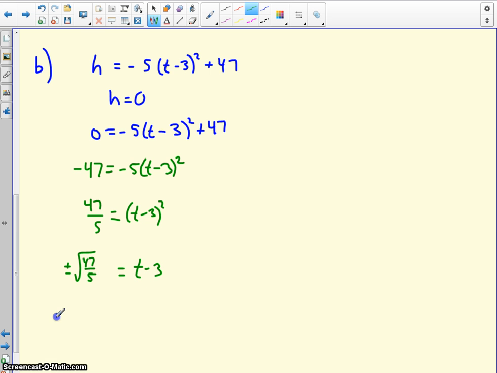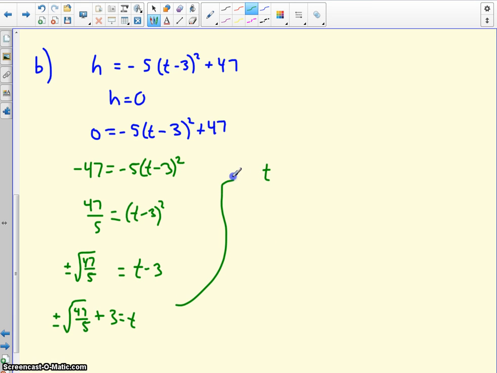Okay, so then on my next step I'm going to add 3, so I have plus or minus the square root of 47 over 5 plus 3. Okay, so that tells me two things. I have two zeros here, so two times in theory when the ball is at 0.